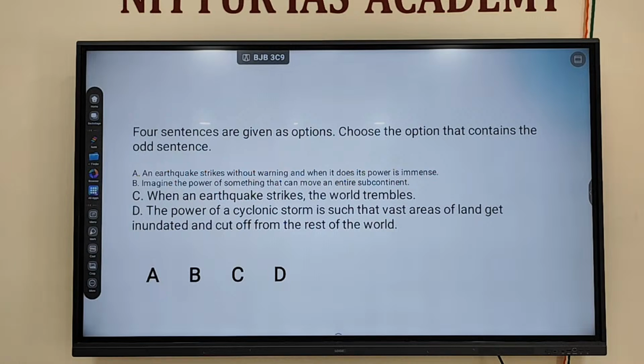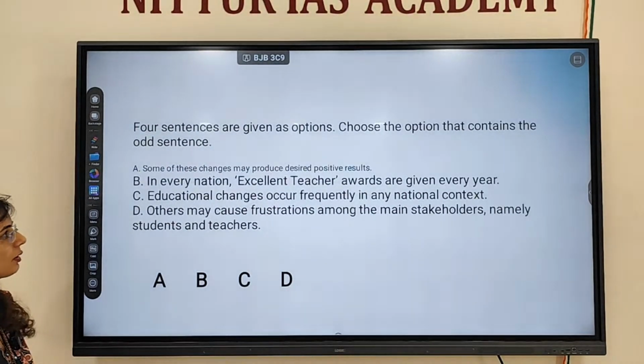Four sentences are given. A: An earthquake strikes without warning, and when it does, its power is immense. B: Imagine the power of something that can move an entire subcontinent. C: When an earthquake strikes, the world trembles. D: The power of a cyclonic storm is such that vast areas of the land get inundated and cut off from the rest of the world. D, very good. Why? Because it's talking about cyclone. Yes, the first three options are about earthquake and the fourth one is about the cyclone.